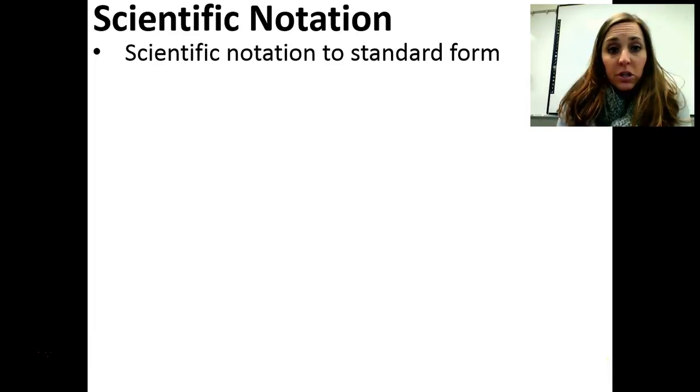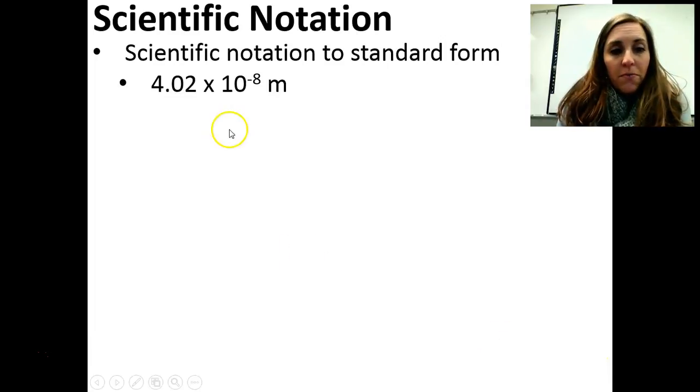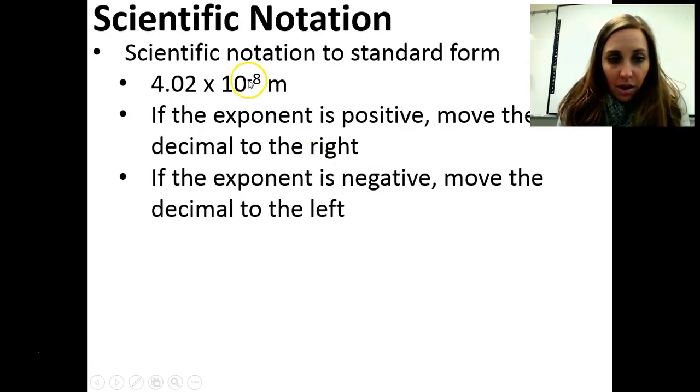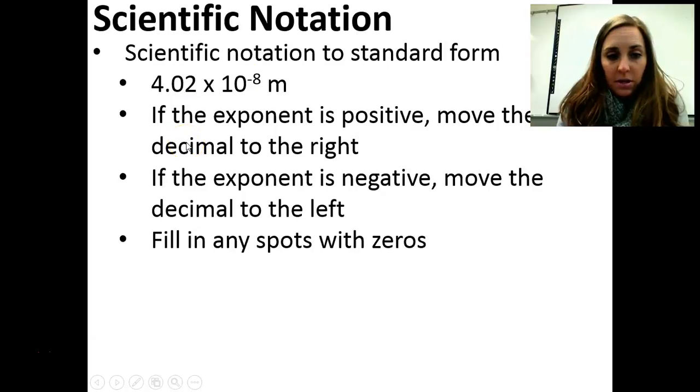So scientific notation to standard form. So 4.02 times 10 to the negative 8, that negative 8 means you're dividing by 10 8 times. So every time you divide by 10, you move your decimal to the left. So if the exponent is positive, move it to the right, but it's not. If the exponent is negative, like our example, you're going to move it to the left. Fill in any spots with zeros.